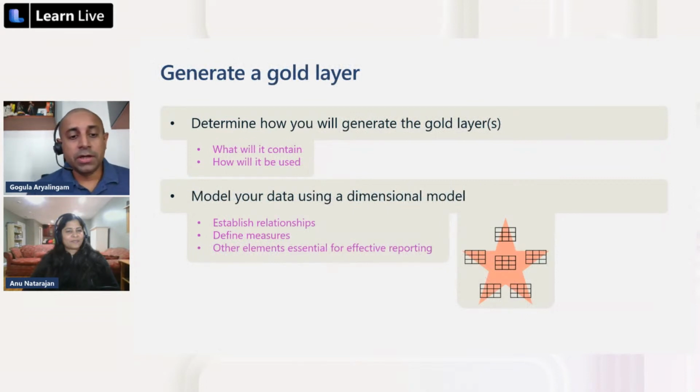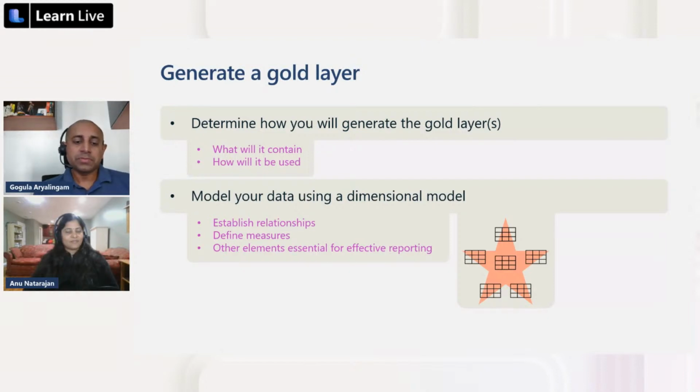Now, in the gold layer, before putting in data into it, you will first determine what it will contain and how it will be used. In this layer is where you will model your data for reporting. And the preferred method of doing that is using the dimensional model, just like we used to do with data warehouses traditionally.